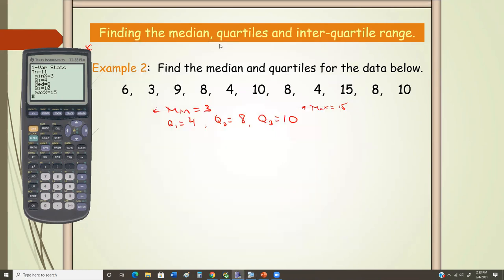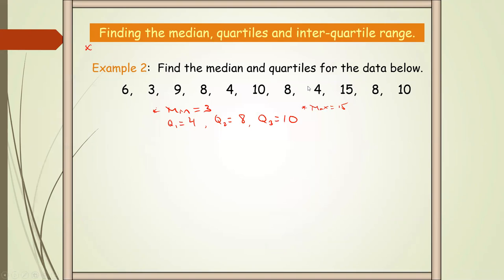Okay. So from this, we can calculate the interquartile range. The interquartile range is just Q3 minus Q1. So it's just 10 minus 4, which gets you 6. Your calculator doesn't give you the interquartile range, but it totally gives you the means to find it.